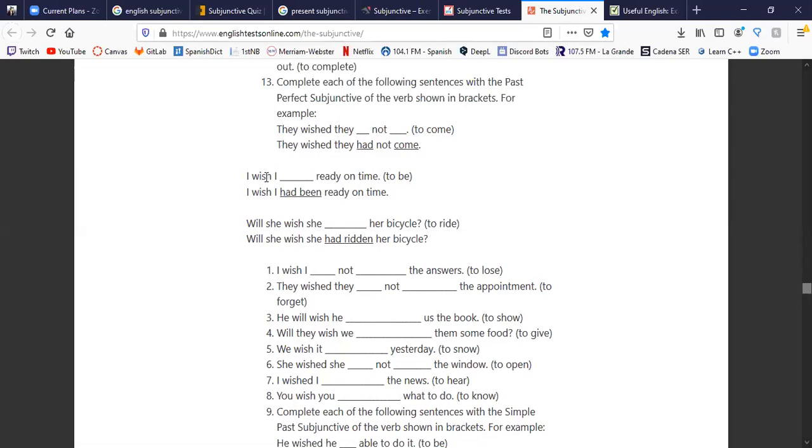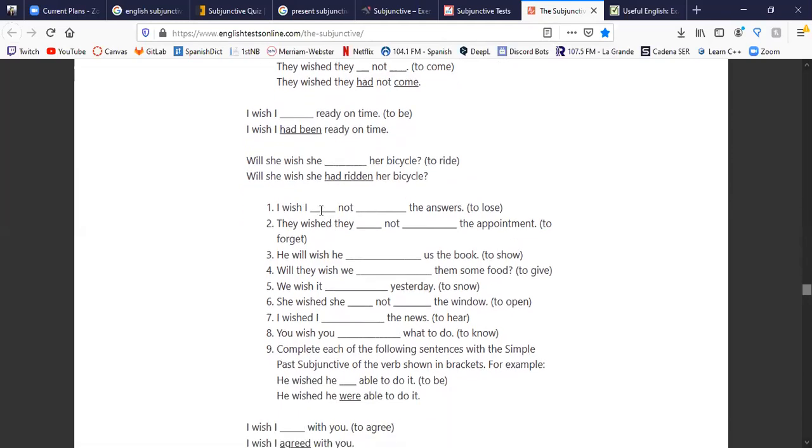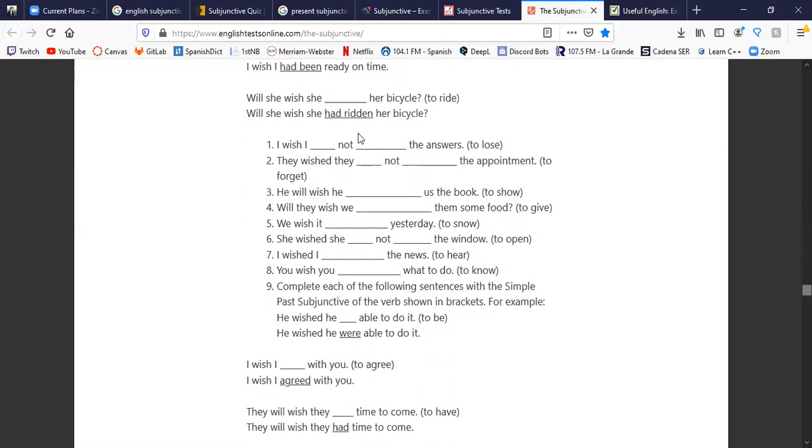For this one, it would be "I wish I blank ready on time." They gave us the answer: I wish I had been ready on time. Same thing with this one: "Will she wish she blank her bicycle?" Will she wish she had ridden her bicycle? So that's the form they want you to use. What would the first one be? We can start with you, BCat.